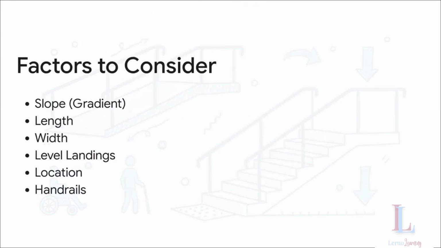So, with that person in mind, here's our design checklist. We've got to think about the steepness, which is called the gradient. We need to figure out the length and the width. We need to plan for level spots to rest, which are called landings. We need to think about where this whole thing is going to go. And of course, we need handrails for support. Every single one of these is a crucial piece of the puzzle.